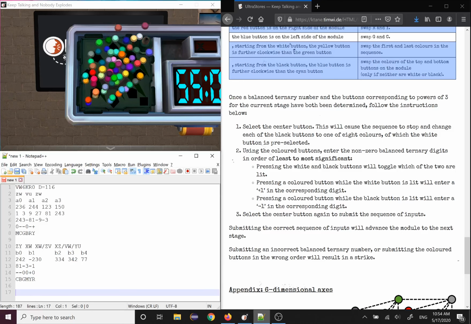And if you want to go through the third stage, I will be writing answers as this goes along. So yeah.